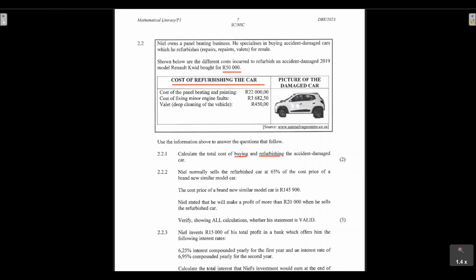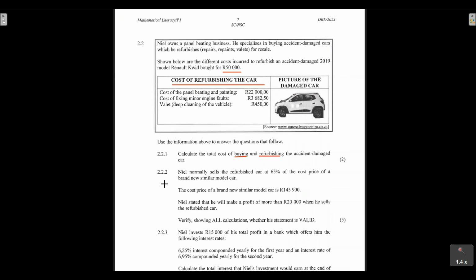Okay, so maybe some person might make the mistake of just doing the total costs of just refurbishing the car. But remember, they said the total cost of buying. So you need to also include that cost there, how much he pays for actually buying this accident damaged 2019 Renault Kwid.